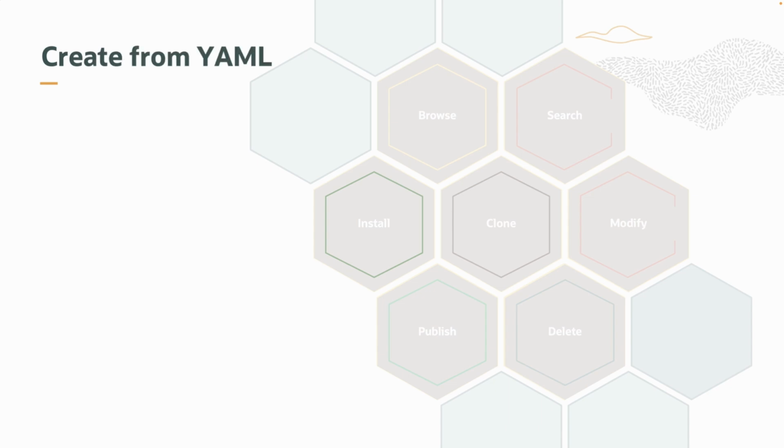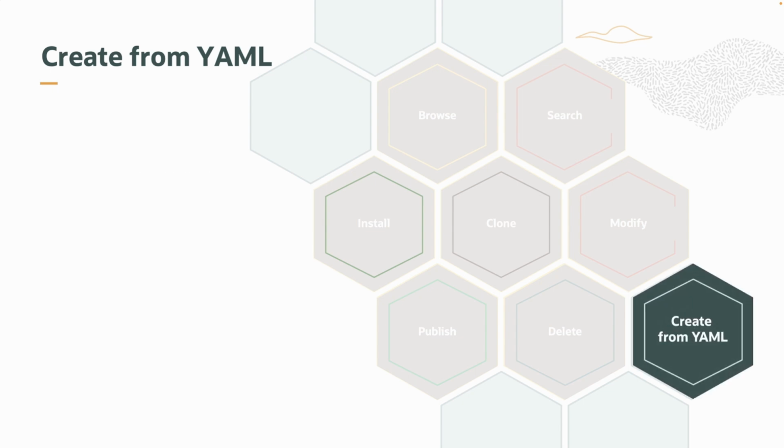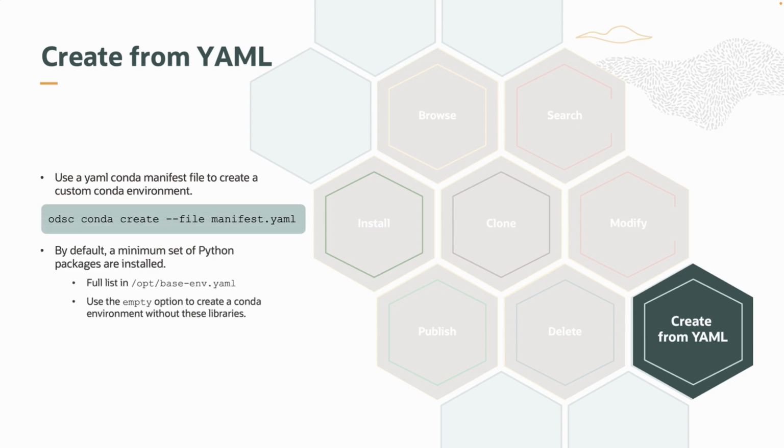One way that you can create a Conda environment is by cloning it. Another way is by modifying it, or you can create a Conda environment from scratch. And you do this by using the ODSC Conda create, and then you give it the --file-name command line option plus the Conda manifest YAML file. So this is just your standard Conda manifest that you would use to create a Conda in any other system.